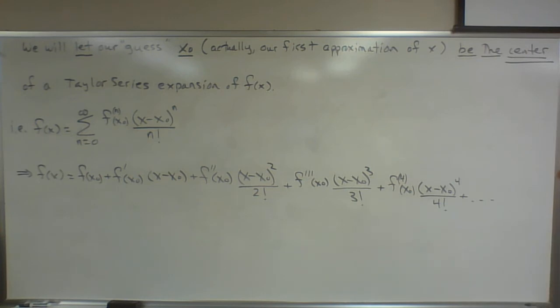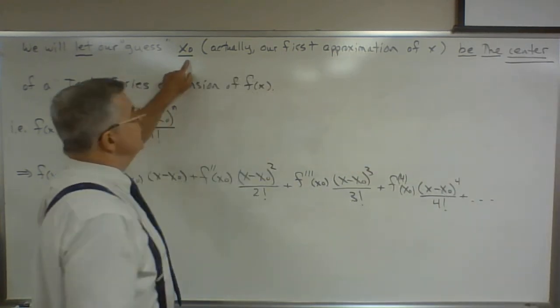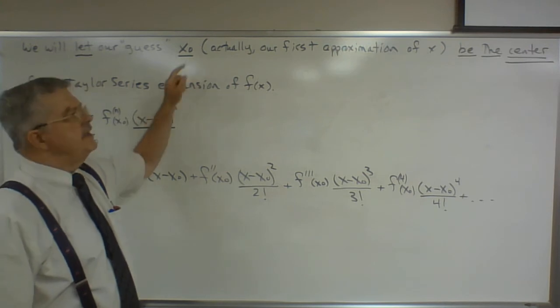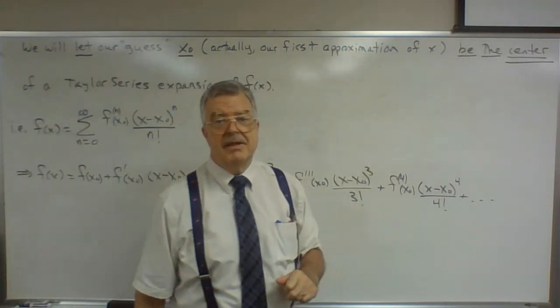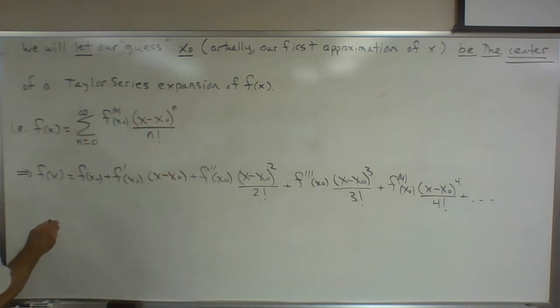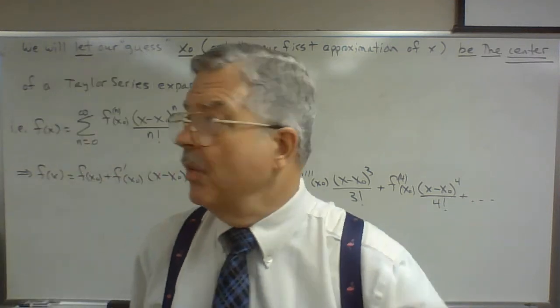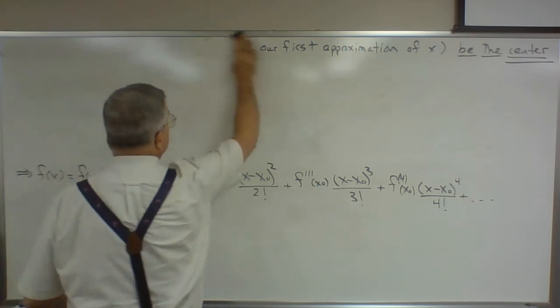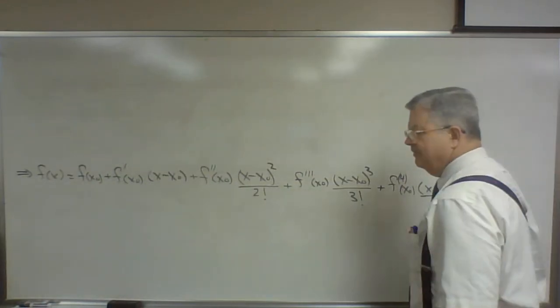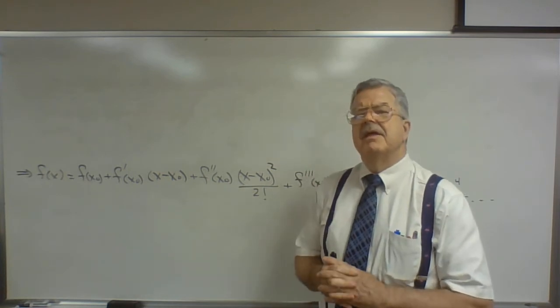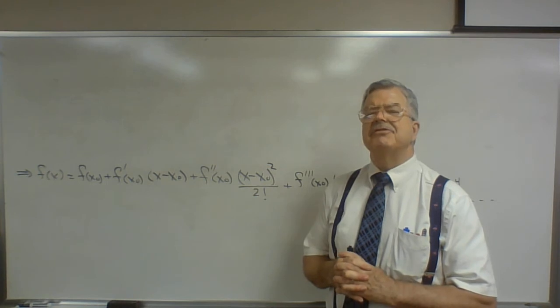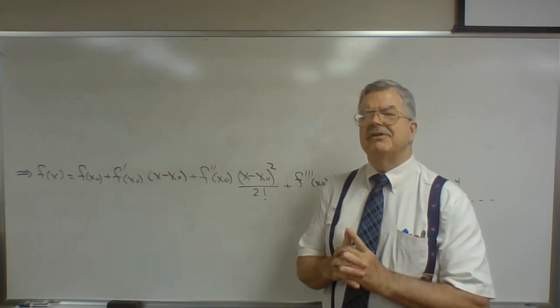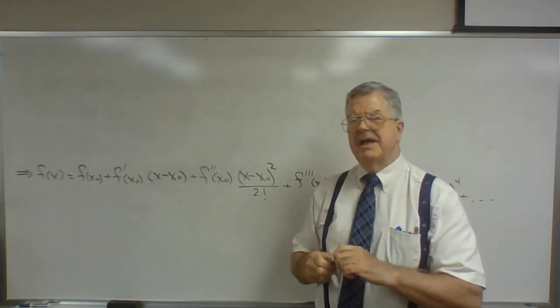Now we want to note something. We wanted our guess, x of naught, to be a fairly good guess as to the value of x. I'll tell you what, I'll erase a little bit of the board. X of naught is presumed to be a fairly good guess for the solution of the equation, x. And if x naught is a good guess as to the value of x, then they're going to be close together.